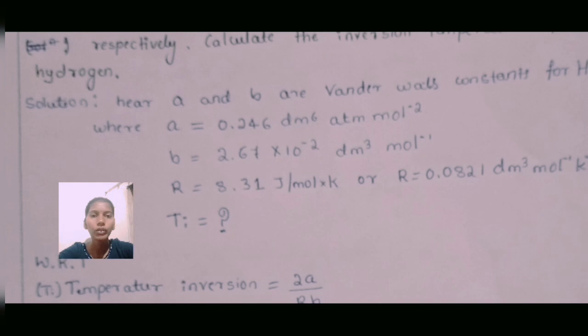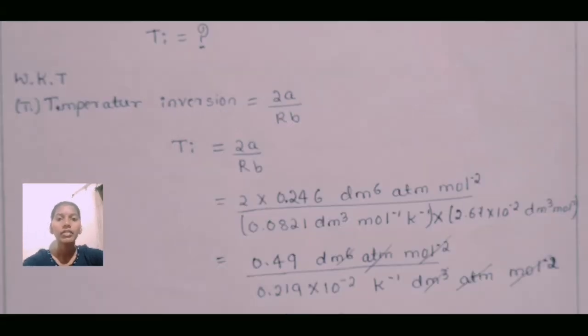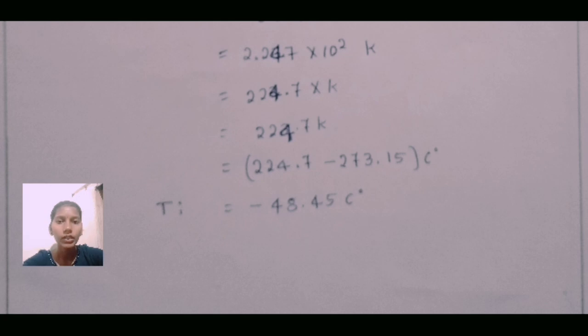Here we are going to find the inversion temperature. We know that inversion temperature Ti is equal to 2A divided by RB. Put all the values in this equation and simplify it. Then we get 2.247 into 10 raised to 2 Kelvin is equal to 224.7 Kelvin.